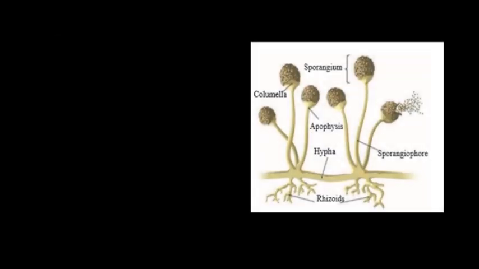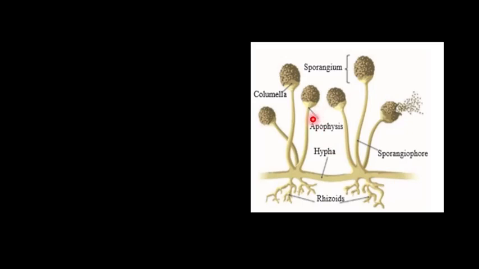Now children, here is the structure of fungus. This is how a fungi looks under the microscope. So here you can find some hair-like structures. These are the roots. These are called rhizoids. Then we have these branches. These are called hyphae. These projections are called sporangiophores.